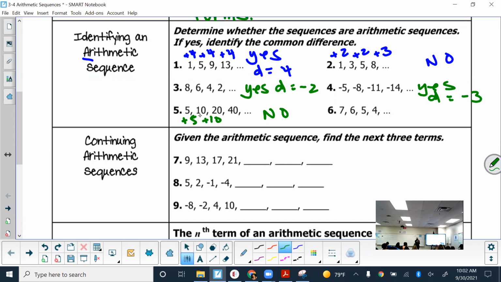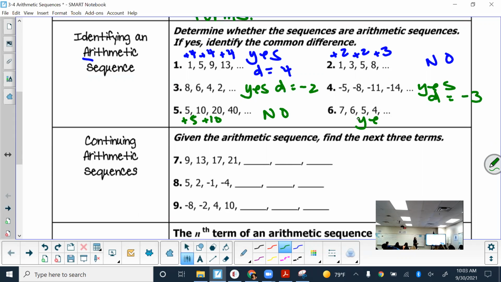It's multiplying by 2 each time, right? 5 times 2 is 10, 10 times 2 is 20, 20 times 2 is 40. All right, but that's not an arithmetic sequence. Yeah, it's a pattern. That's actually a geometric sequence, but we're not there yet. All right, so good observation, but it's not an arithmetic sequence. What about number 6? Is it?